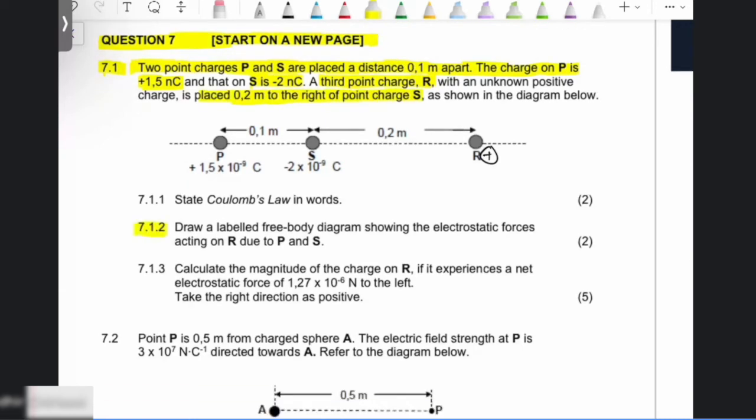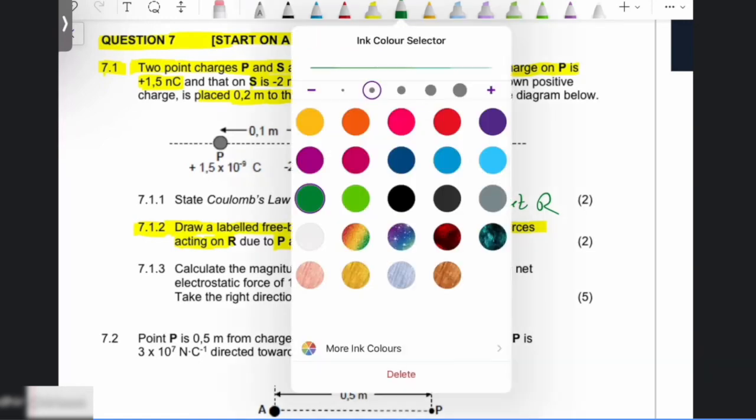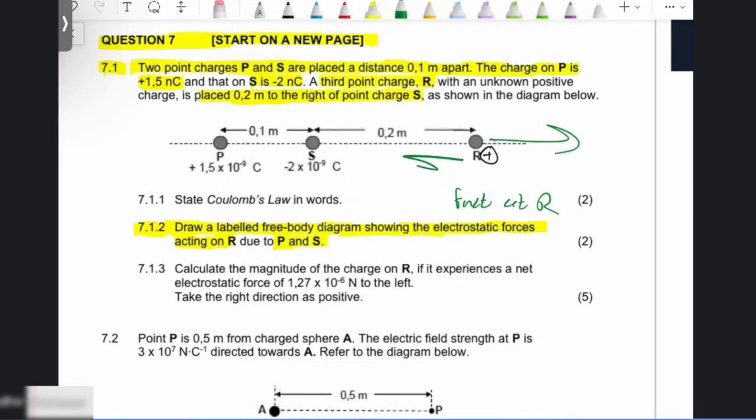And here it says we need to state Coulomb's law. We know Coulomb's law. Draw the labeled free body diagram showing the electrostatic forces acting on R due to P and S. Now, guys, here we're basically dealing with the net force. When we're dealing with the net electrostatic force at a particular charge, we don't look at field lines. What we look at is push and pull, right? We deal with it as R being pushed away or being pulled.